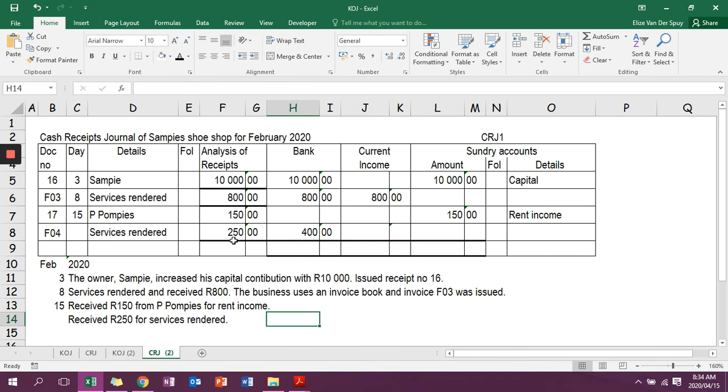Alright, but back at the 250. This was for services rendered. So in my current income column, I'm going to have 250 Rand. Alright, that is all my transactions. Then I'm going to add up my columns. So current income and sundry accounts. And if I add these two columns together, I'm supposed to get my bank's total as well. So 11,200, and therefore I know that I've worked correctly. And that is how we write in the transaction.